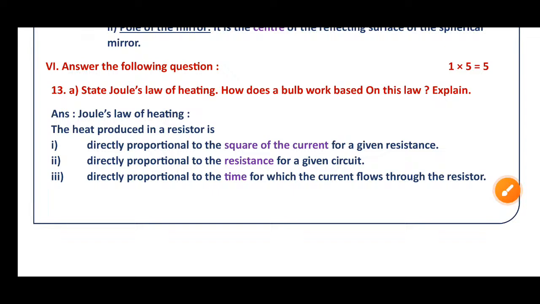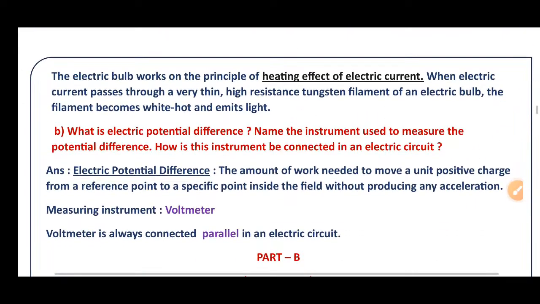Then how does a bulb work based on this law? The electric bulb works on the principle of the heating effect of electric current. When electric current passes through a very thin, high resistance tungsten filament of an electric bulb, the filament becomes white hot and emits light. Okay. Then for this question, 3 marks are given here. Now B question, 2 marks. See, total 5 mark question.